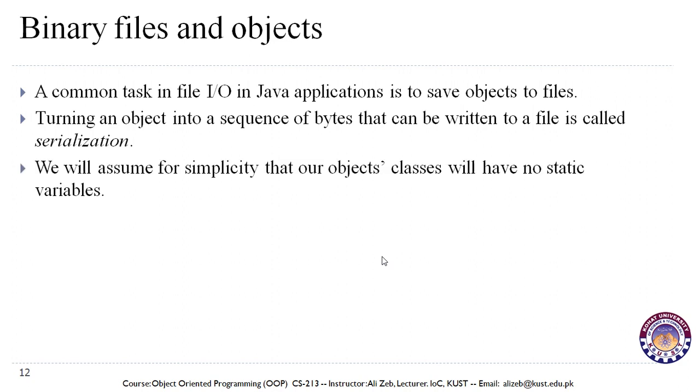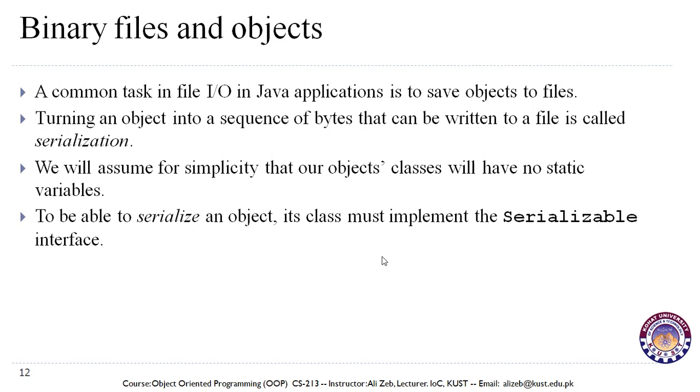We will assume for simplicity that our object classes have no static variables. To be able to serialize an object, its class must implement the Serializable interface. We need to serialize an object to be able to write it to files, because in the process of serialization you are turning an object into a sequence of bytes.